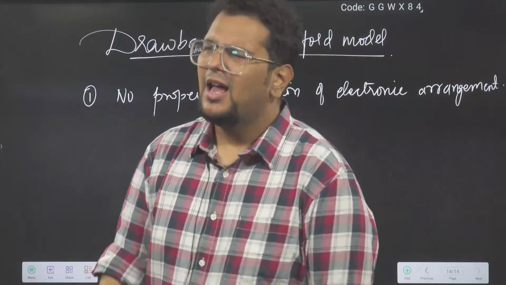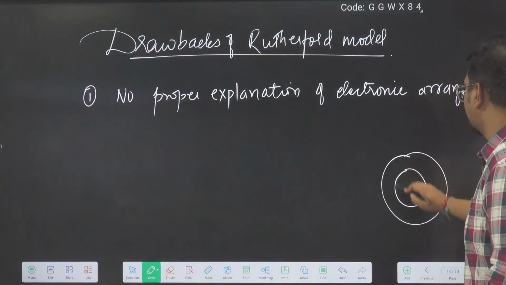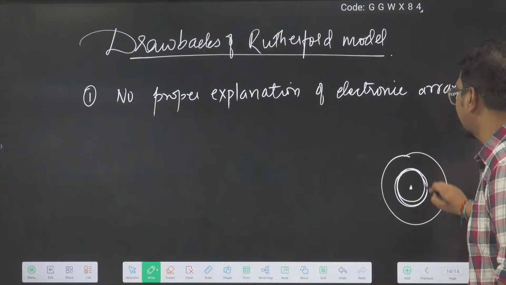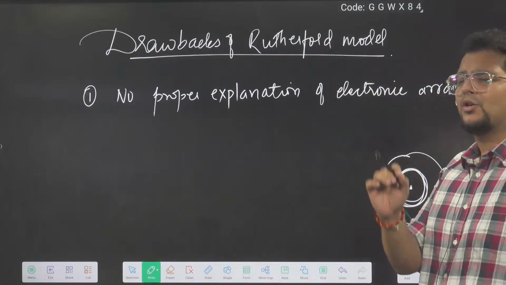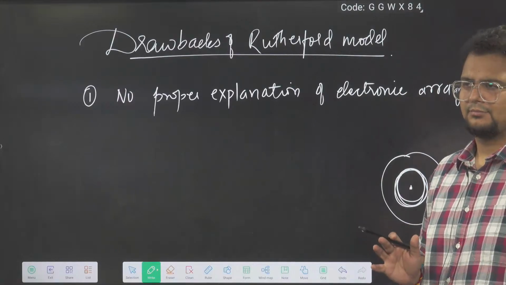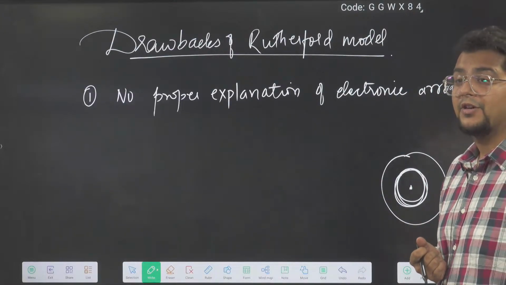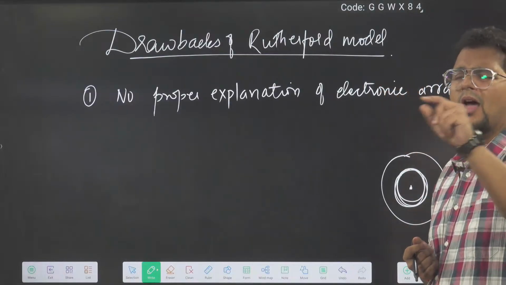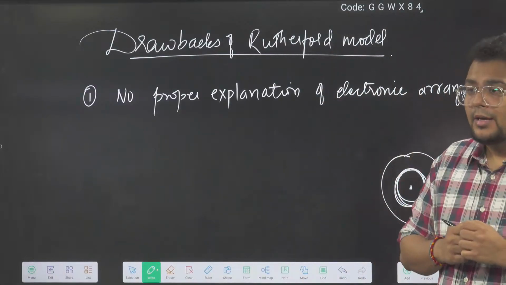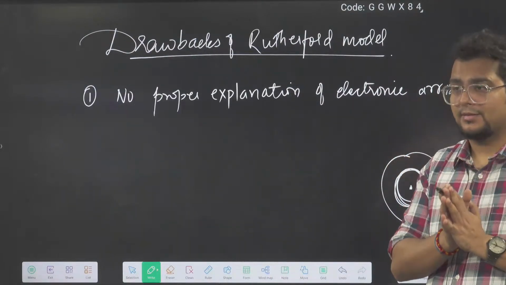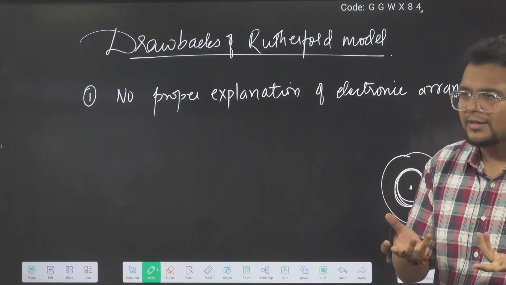Sir, what do you mean? Achha, you tell me. If this is the nucleus, this is shell number 1, shell number 2. How many electrons can come in the first shell maximum? 2. How do you know? Someone taught us. Why? Because some scientists found this. And that was not Rutherford. That was Bohr, isn't it?